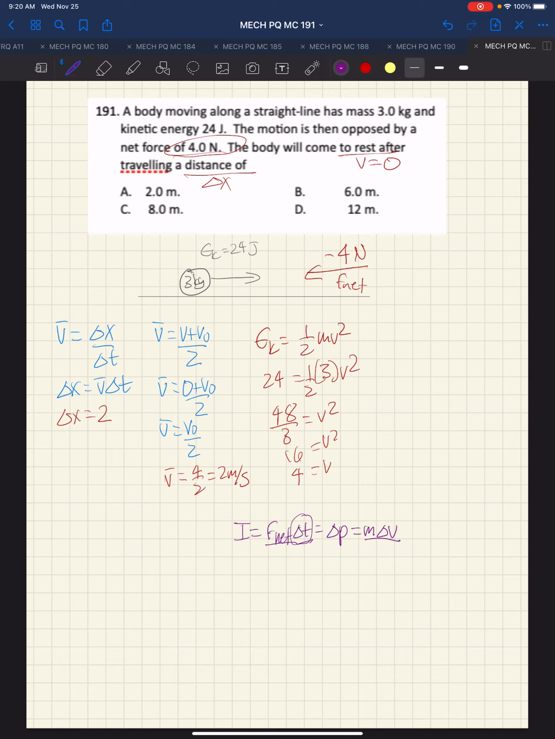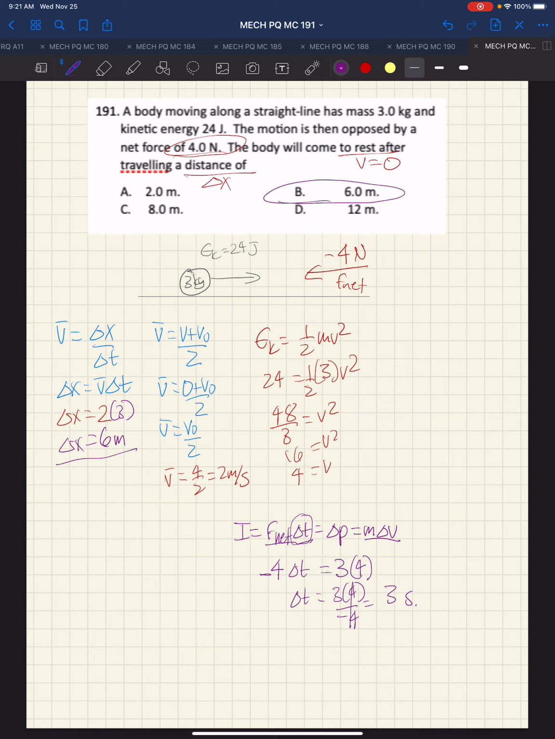So we have a net force of minus 4, times the change in time, is the mass, which we know is 3, times the change in velocity. It goes from plus 4 to 0, so the change in velocity is minus 4. So delta T is 3 times 4 divided by minus 4. So the change in time then is 3 seconds. Now, of course, we can't have negative time. So we have 3 seconds. So 2 times 3 seconds is a displacement of 6 meters.